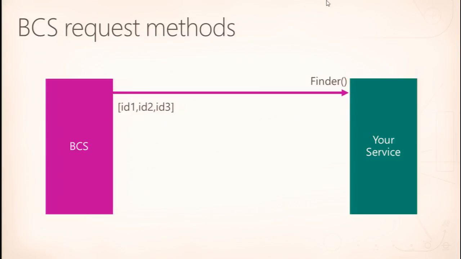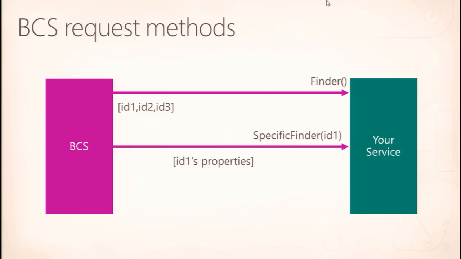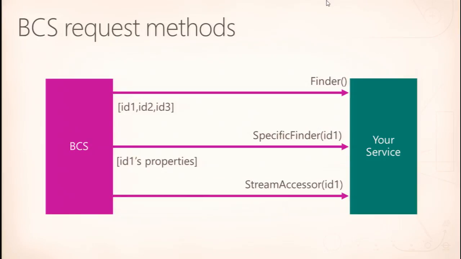The first one is a finder, and the finder's job is to return all the documents. After that, for each document, a specific finder is called, and its job is to return the properties for the document. These properties will be turned into crawled properties, and then later you can map them. And then the next one, again for every document, gets called as a stream accessor. This is optional. You don't have to define this one. But the important part is that it's the only way to get data into the system. So if you have attachments, Word files or Excel files that you want to have parsed and text extracted, you have to define the stream accessor. And this isn't part of the out-of-the-box model that you get.